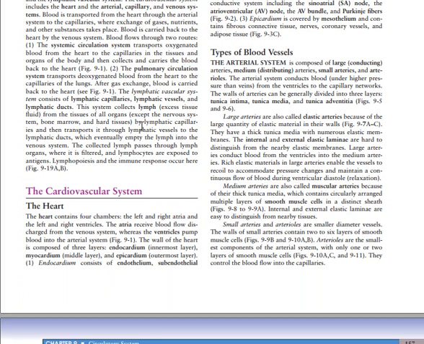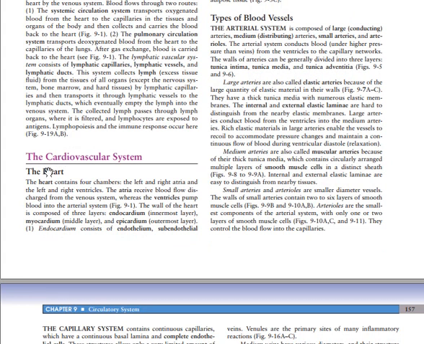Now we need to know that when the arterioles and the capillaries are going to give nutrients to the different tissues of the body, they produce interstitial fluid, and that interstitial fluid is being carried by the lymphatic circulation. And the lymphatic circulation is made up of the lymphatic capillaries, the lymphatic vessels, and the lymphatic ducts. So we start with the first one, which is the heart.